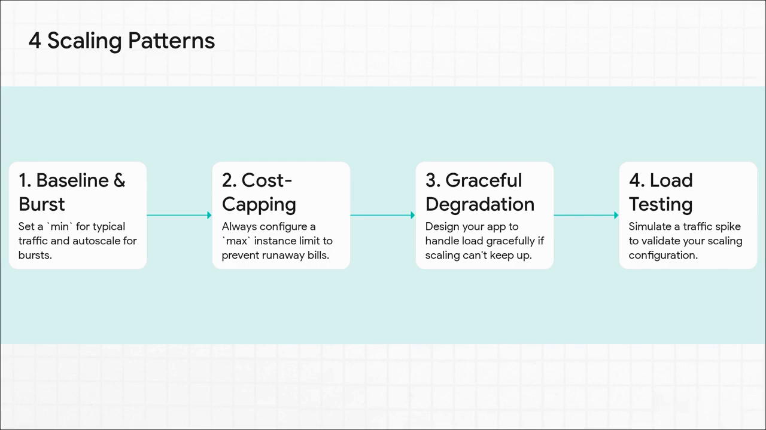3. Graceful degradation. Plan for the worst. What happens if you do hit your max limit? Does your app just fall over, or can it maybe serve a cached page or a friendly "we're busy" message? And 4, and this is the most important one, load test. Don't you dare wait for a real emergency. Create your own fire drill. Validate your configuration and find your breaking points before your users do.